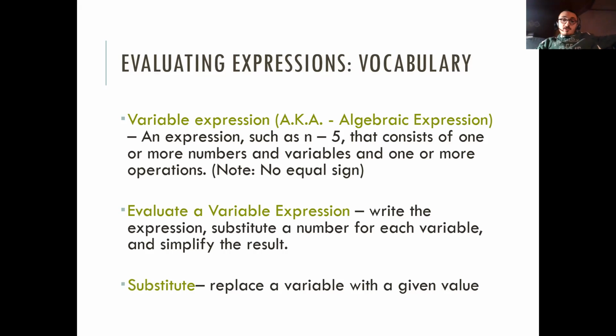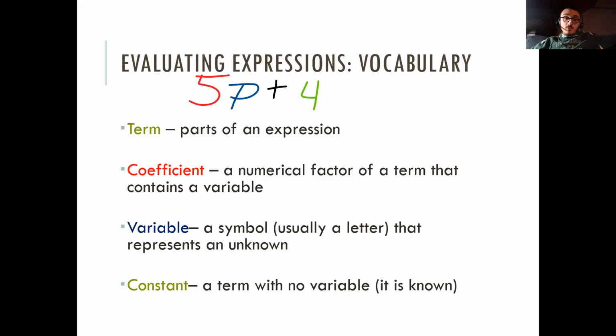How do we evaluate a variable expression? We are going to write the expression, substitute a number for each variable, and simplify our results. Substitution is replacing a variable with a given value. So if I tell you that n is equal to 7, then you will replace every n that you see with the value of 7. So again, just another example of a variable expression. I'll go to the previous slide, 5p plus 4. You see there that we have a variable, we have a constant, and we have an operation, that addition right there.